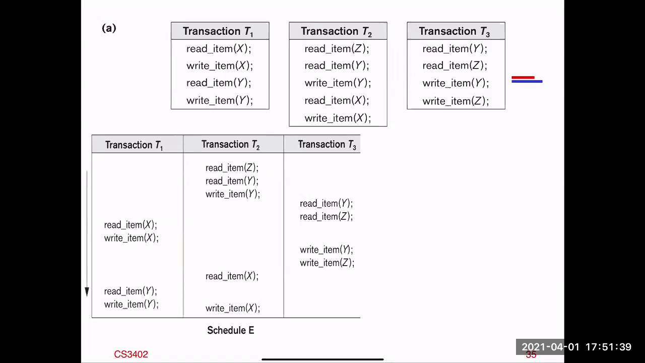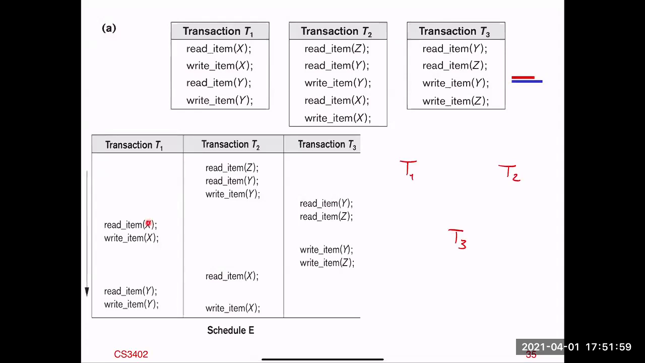Okay, so now I have 3 transactions. They're doing various reads and writes, as you can see. And down here, I have a schedule for these transactions. So I now have 3 transactions, so we'll need to add 3 nodes to my graph, T1, T2, and T3. And now let's add the edges.